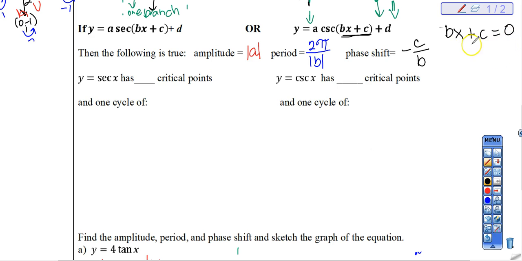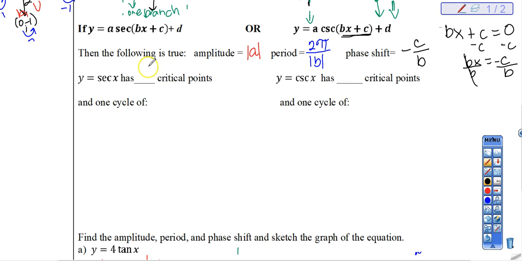So if I were to solve this for x, I would subtract c. You agree? So that's bx equals negative c. Then I would divide by b. And so what that's giving me is a new 0 at negative c over b. So this is pushing your 0 point, or shifting your 0 point, the opposite of c over b. So that's where the phase shift comes from. It comes from zeroing out your quantities on your x. Okay?